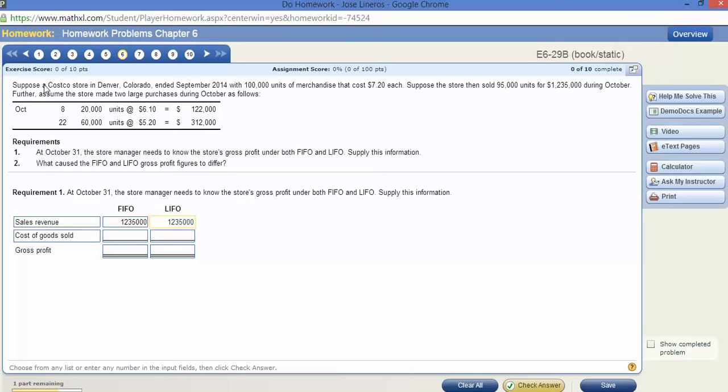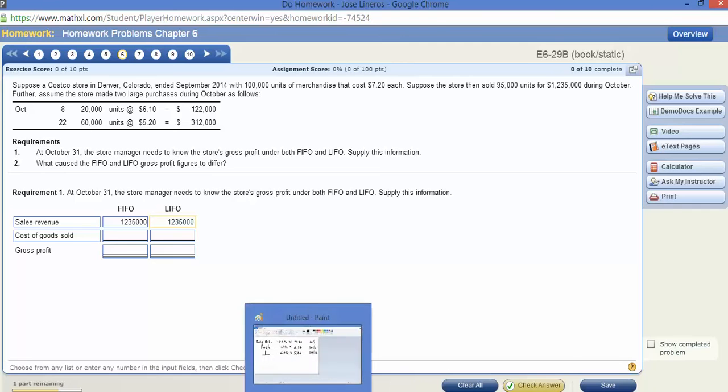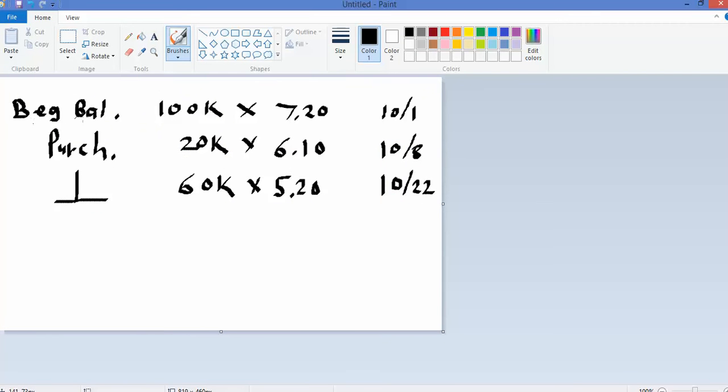Notice that any layer begins with the first layer. At the end of September 2014, you had 100,000 units of merchandise that cost $7.20 each. Notice how I've set up my layer here: the beginning balance, 100,000 at $7.20. I'm not calculating the total amount, because that's not really important to this problem. What's important is setting up your layers.